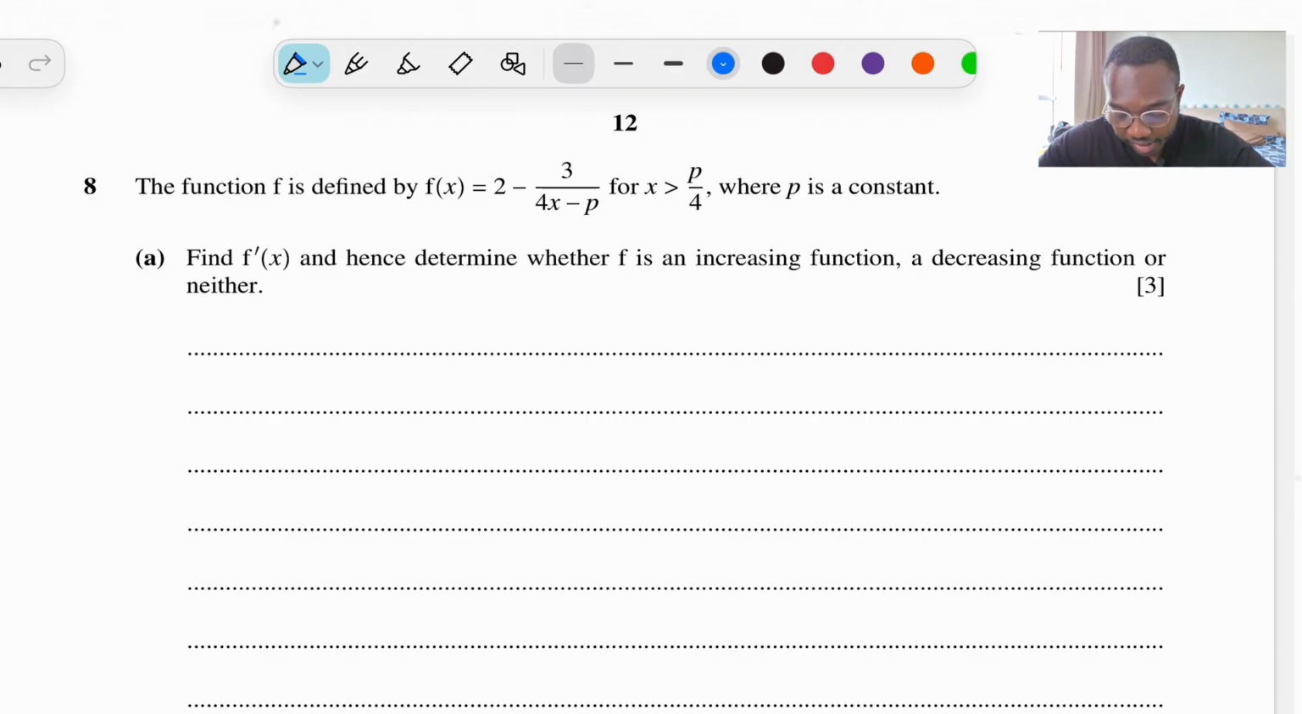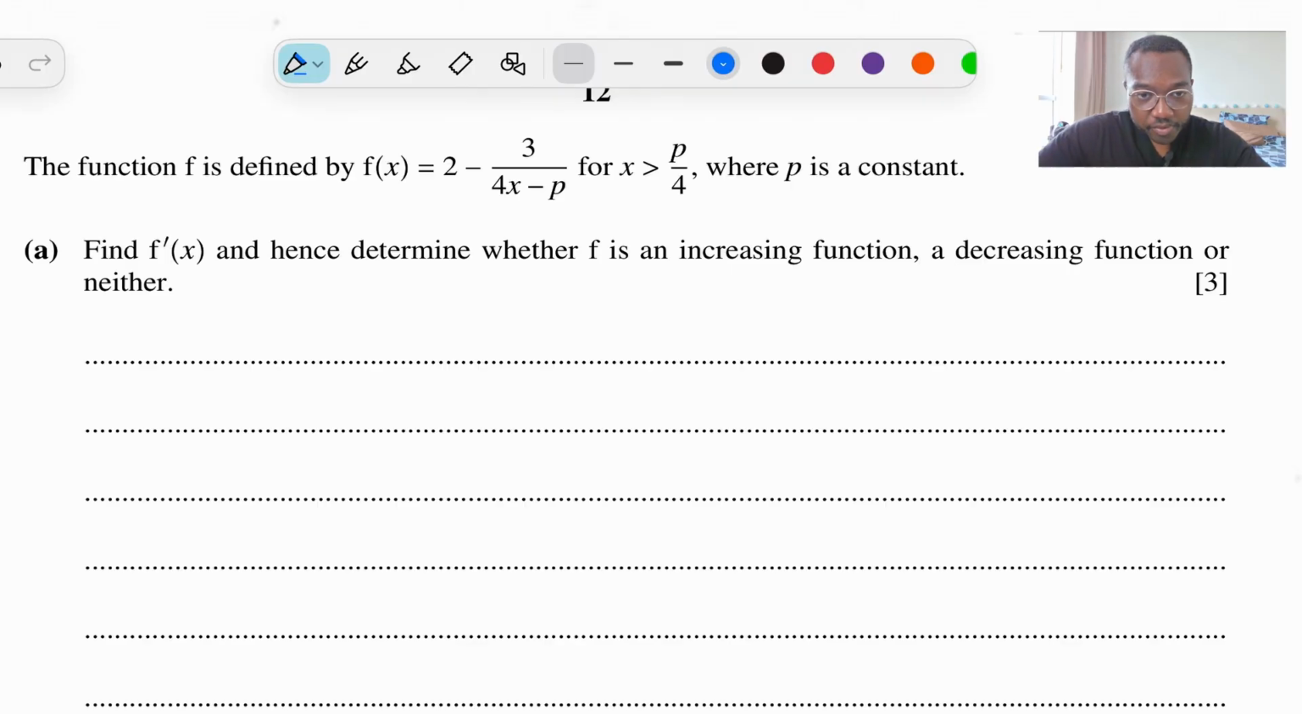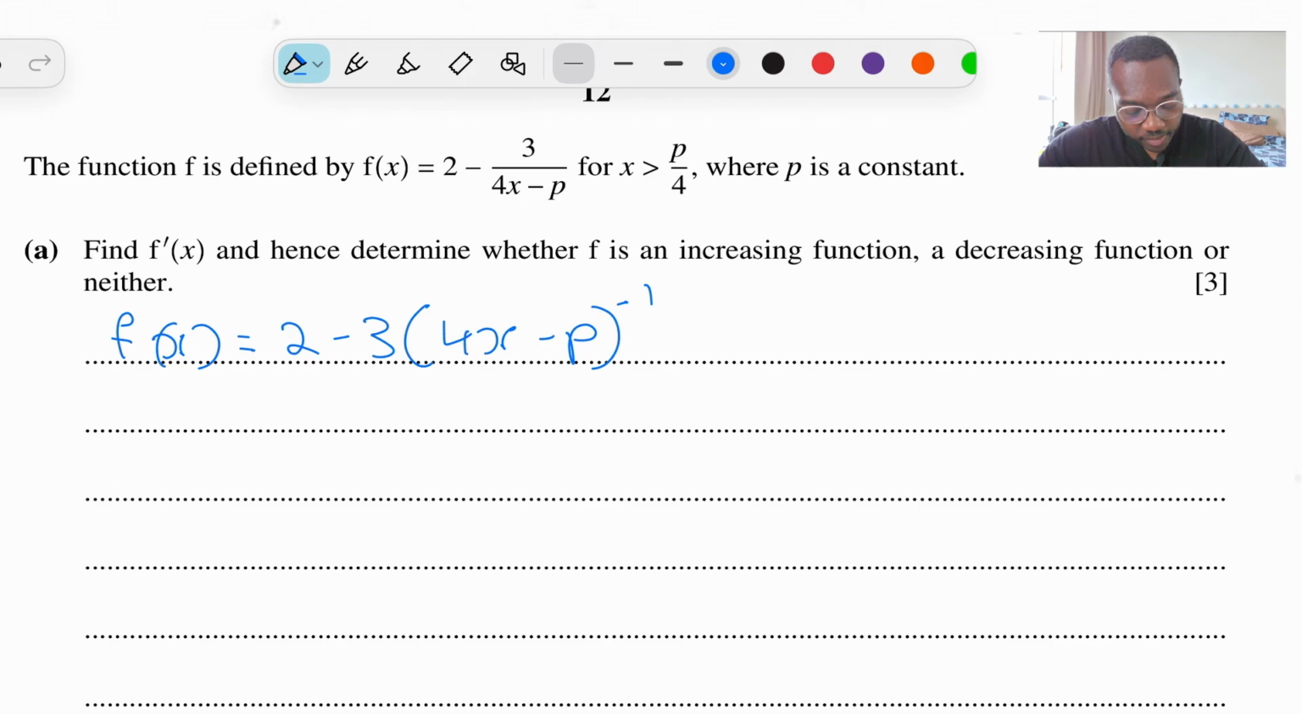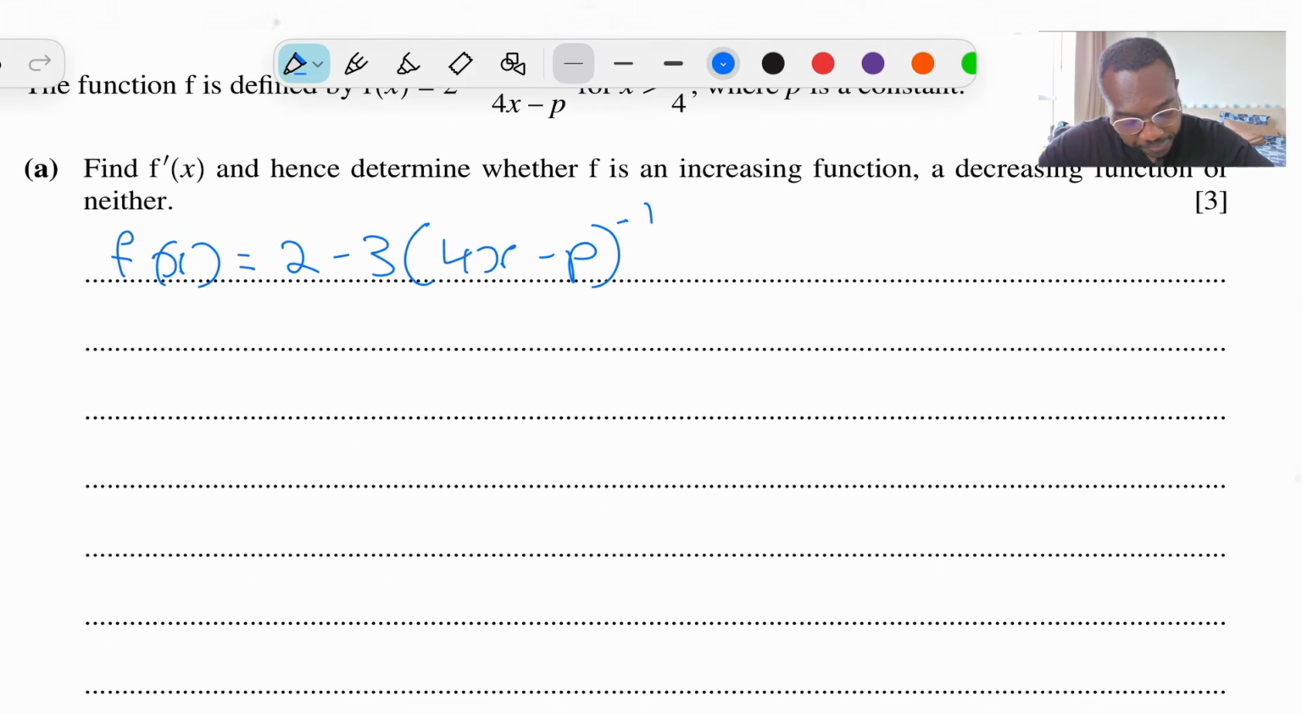So let's look at what f dash x is first. First thing, I'm going to rewrite this. f of x, I'm going to rewrite as 2 minus 3 times 4x minus p to the minus 1. That'll just make it easier for me when I want to differentiate. So we get an f dash x, where the 2 will just go, and then we're left with a 3. Now a 4 would come out of the bracket, so we get a minus 3 times 4, but also times minus 1 as well. So we end up with a positive 12.